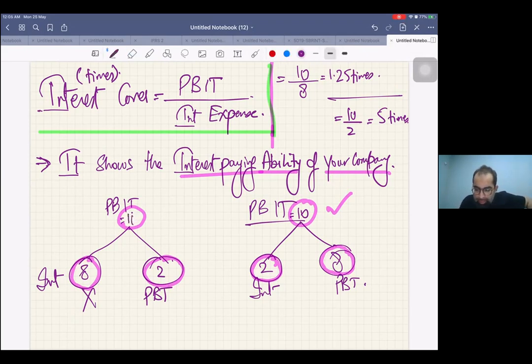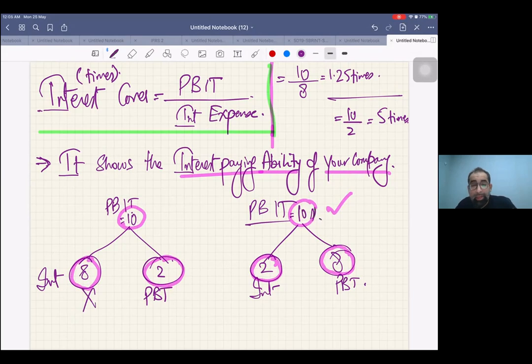But now look at the second case. If for this second company, the PBIT becomes $6 next year, still this company can easily pay the interest. So this company is better. This is safe. There is a big cushion. This one is better.